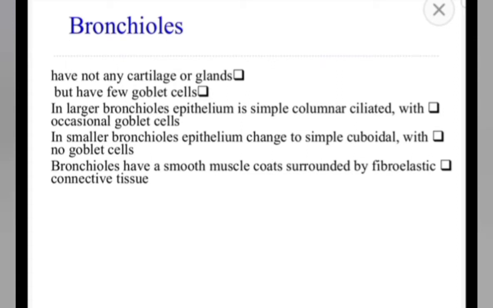When we talk about the bronchioles, they do not have any cartilage or glands, but they have goblet cells. In large bronchioles, epithelium is simple columnar ciliated with occasional goblet cells. Now the epithelium is starting to change. In smaller bronchioles, epithelium changes to simple cuboidal with no goblet cells. The bronchioles have a smooth muscle coat surrounded by fibroelastic connective tissue.